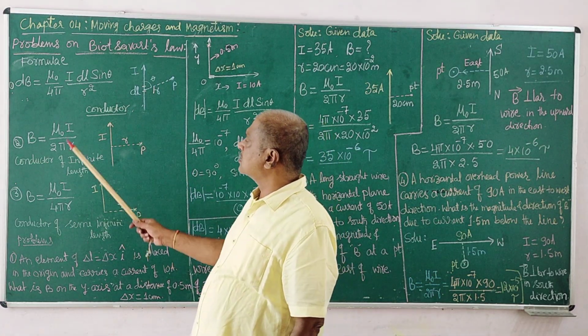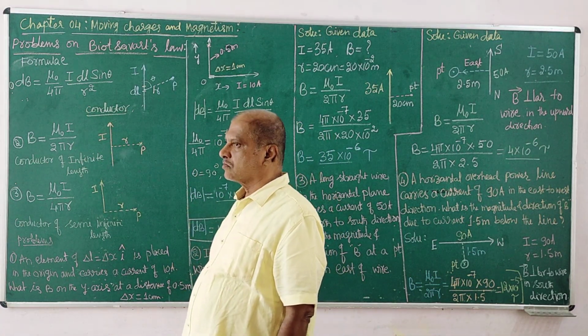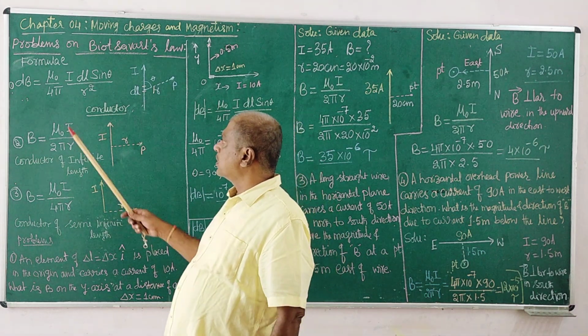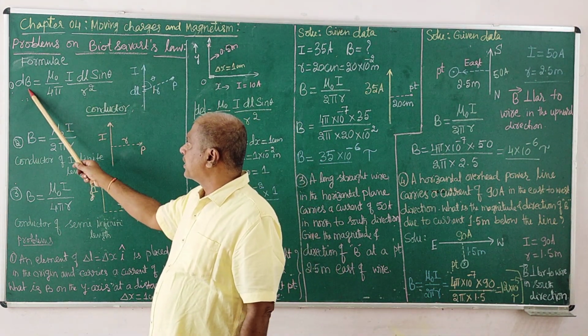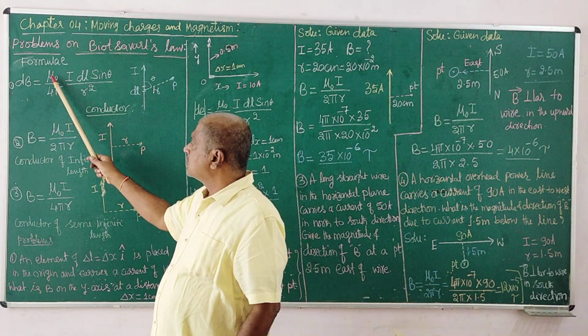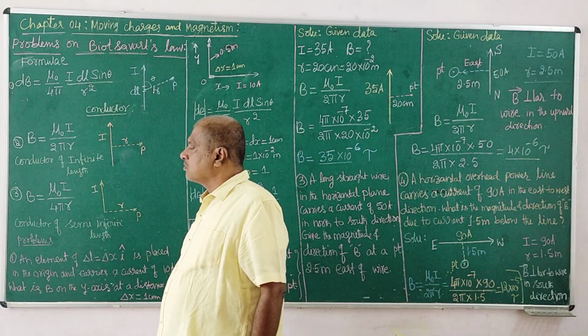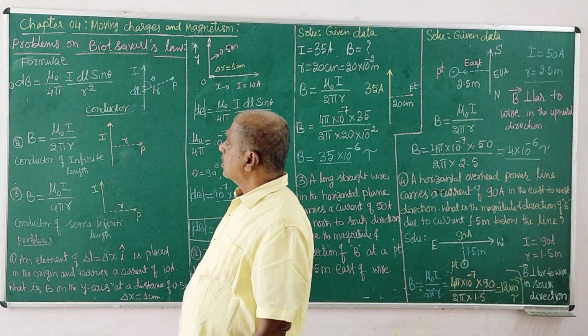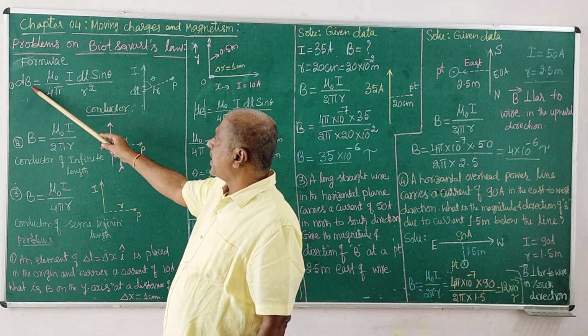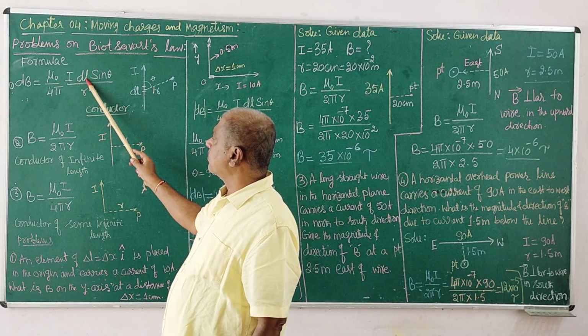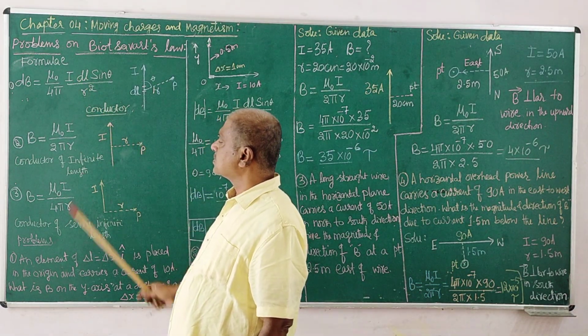And the mathematical statement of the law is this. It is in the differential form, that is dB by dl equals mu naught by 4 pi into I sin theta by r square. The rate of change of magnetic field with length of the conductor is given by these factors.